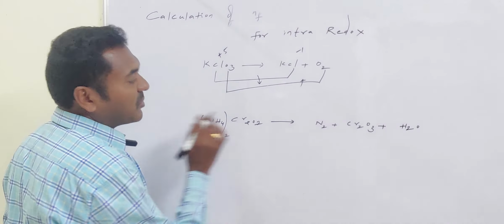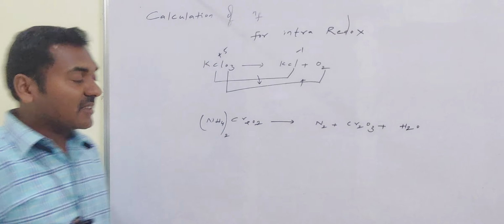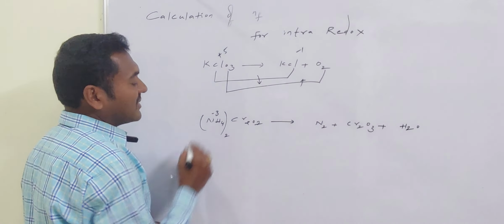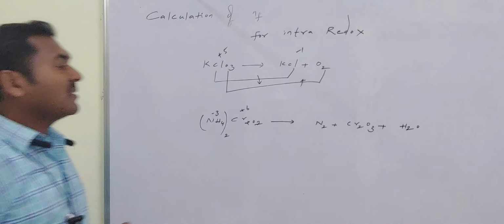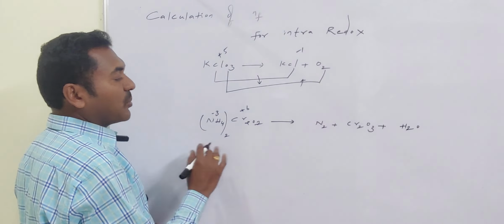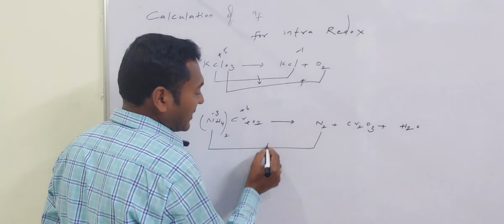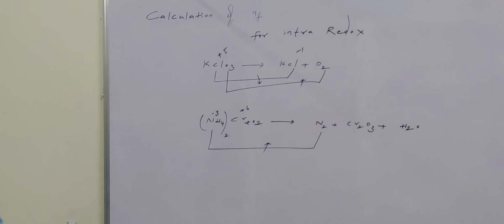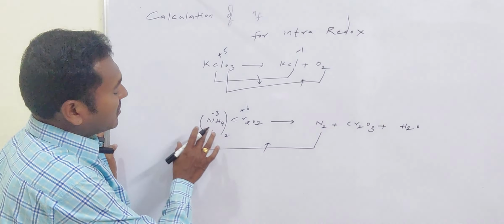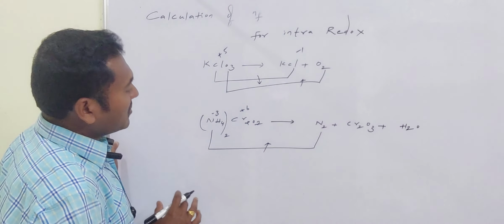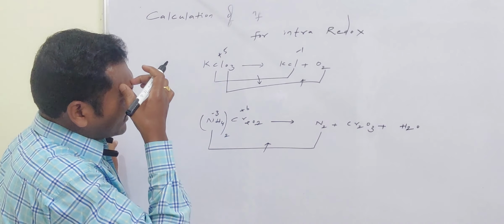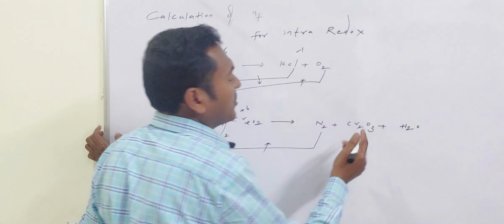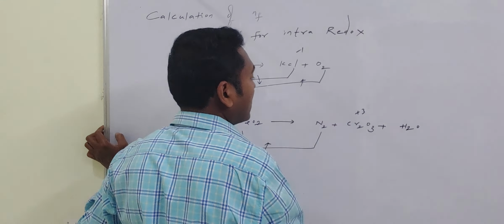Similarly, this is ammonium chromate. On heating it is converted to nitrogen followed by Cr2O3 followed by water. In this, nitrogen maintains minus 3 oxidation state, whereas here chromium maintains plus 6 as oxidation state. This ammonium nitrogen of minus 3 is converted to nitrogen of 0, implying an increment in oxidation number, that is oxidation. Whereas if I go for the chromium, Cr2O7 2 minus implies chromium is maintaining plus 6, and here chromium is maintaining plus 3, that is plus 6 is converted to plus 3.